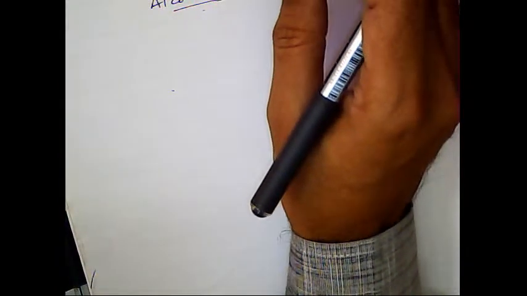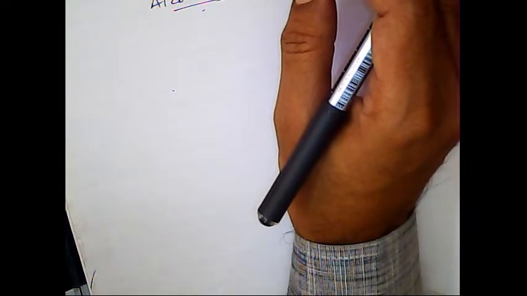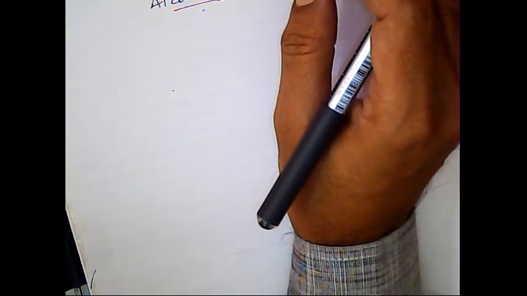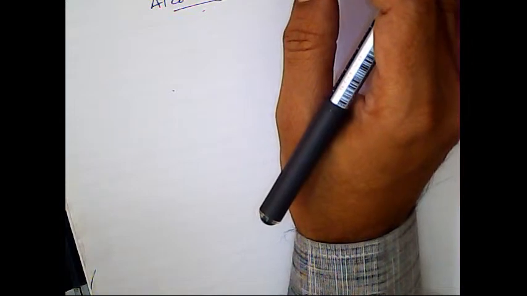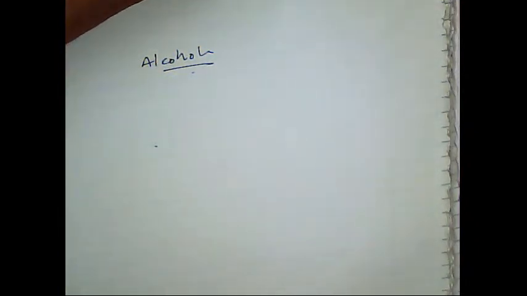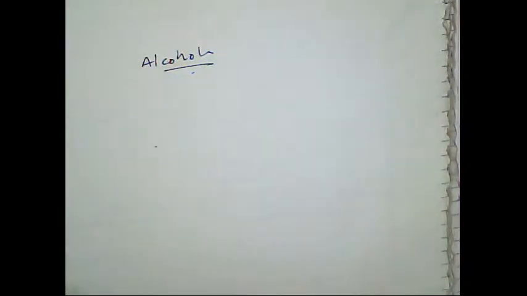Welcome to BSc second year chemistry class. Are you listening to me now? Can you see here? The name of the chapter is written here: alcohol. Can you see it?